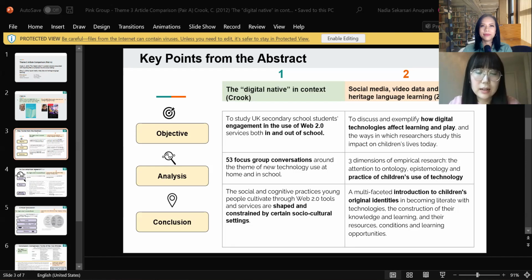Crook clarifies the connection between Web 2.0 and its application on cultural context of schools, and also discovers that the social and cognitive practices young people cultivate through Web 2.0 tools and services are shaped and constrained by certain socio-cultural settings. And Zhao's essay is more like a multifaceted introduction to children's original identities in becoming literate with technologies, the constructions of their knowledge and learning and their resources, conditions, and learning opportunities.